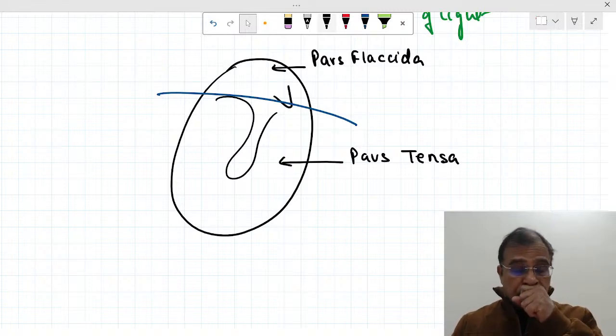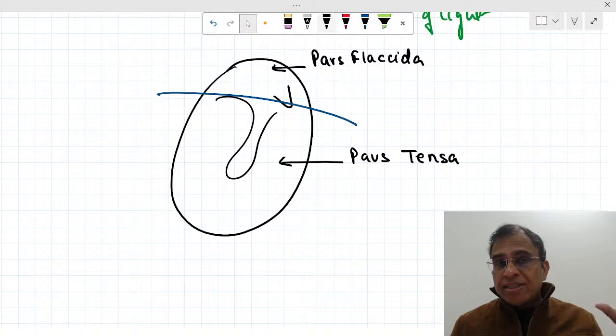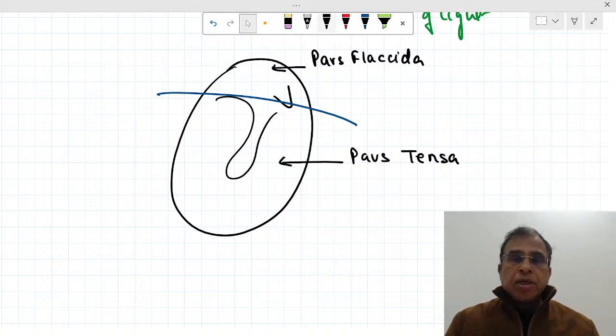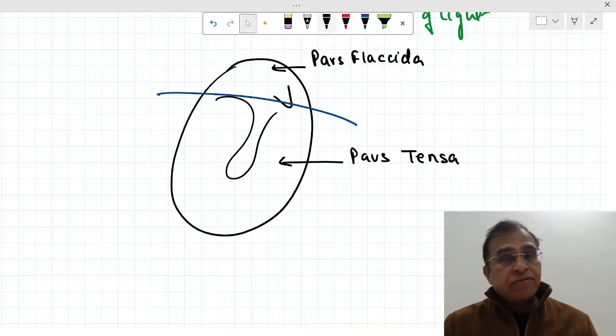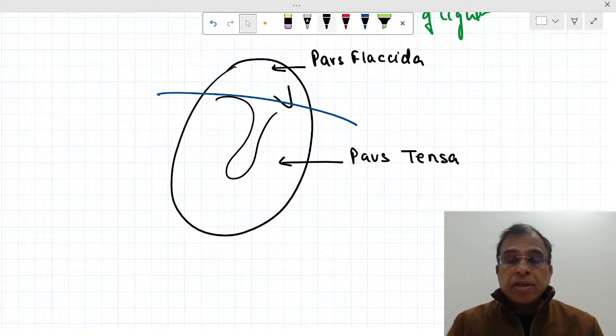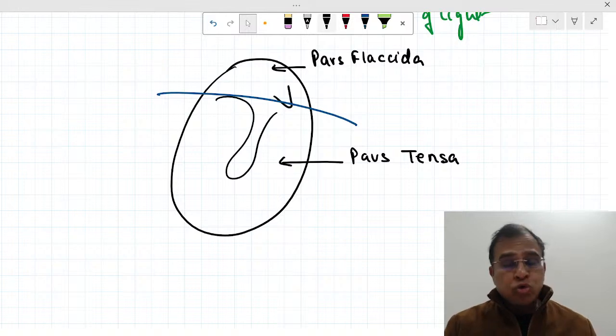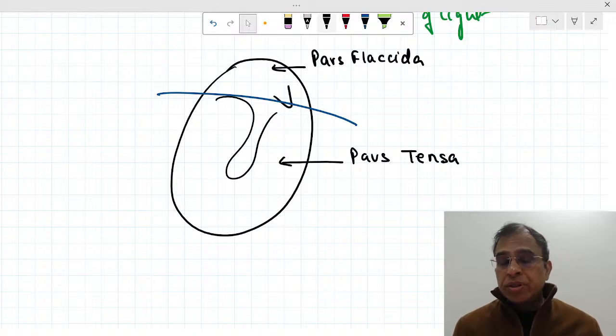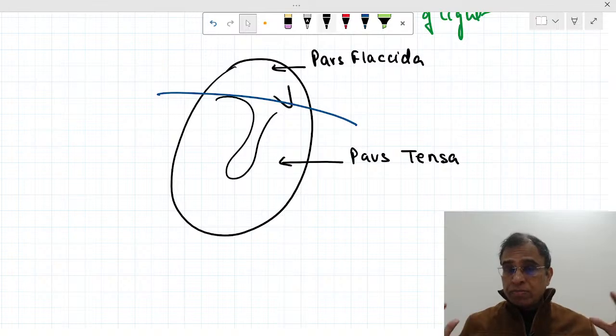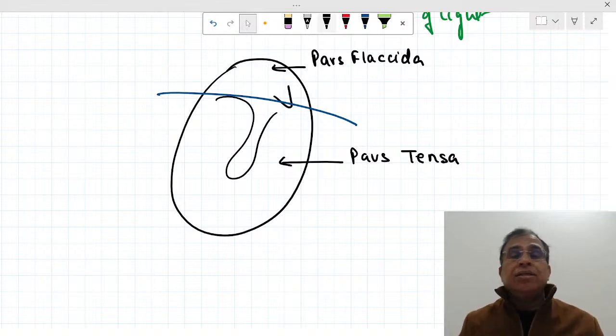Now the question is, if it is the same tympanic membrane, why does different part of the tympanic membrane have different names, pars flaccida, pars tensa? Because when you look at the tympanic membrane, or when you examine the tympanic membrane with the otoscope, they look different. Tensa means tight and flaccida means loose. So the lower bigger part looks very tightly held, so it's called tensa, and the upper smaller part looks very loose kind of a thing, so it's called flaccida.